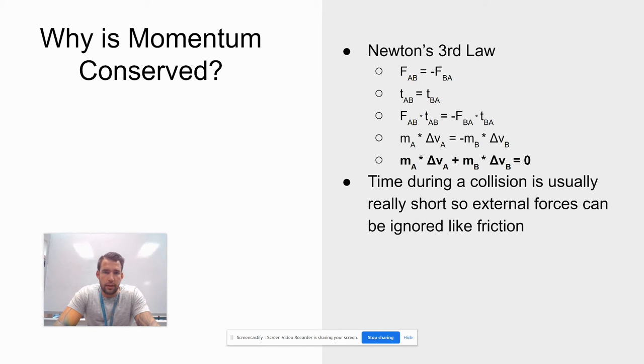An important thing is that time during a collision is usually really short, so a lot of times we can just ignore external forces on our system, like friction. We can see this in pool when you have a cue ball that hits a 7 or a 6 or an 8 ball. The time of impact is very, very short, so it's usually negligible.